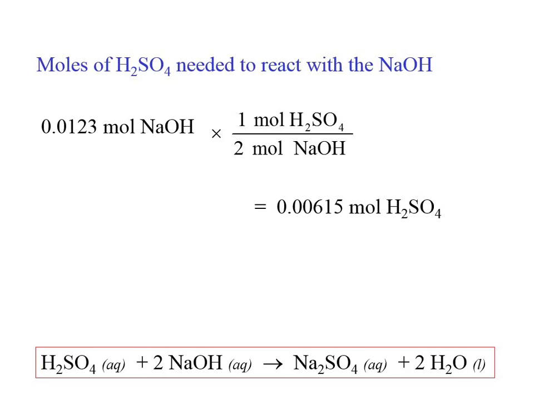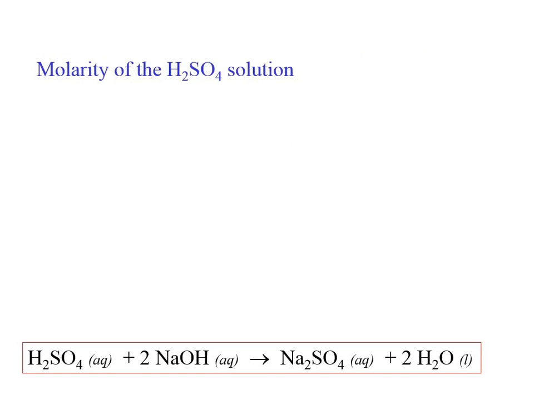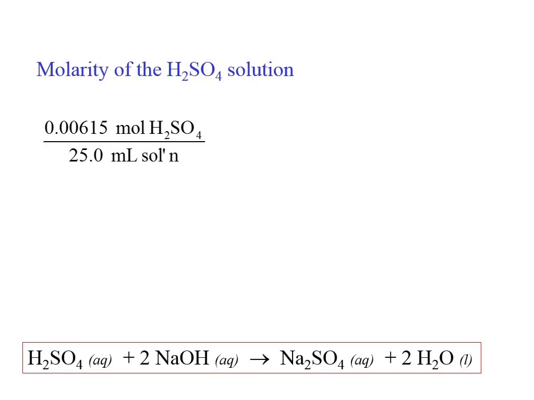And it looks like this. The volume in the original problem was 25.0 milliliters, so we have that 0.00615 moles H2SO4 over 25.0 milliliters. Now that will give us moles per milliliter, but we want moles per liter. So we need to get liters on the bottom, so it looks like if we go with 1,000 milliliters over 1 liter, that will happen.